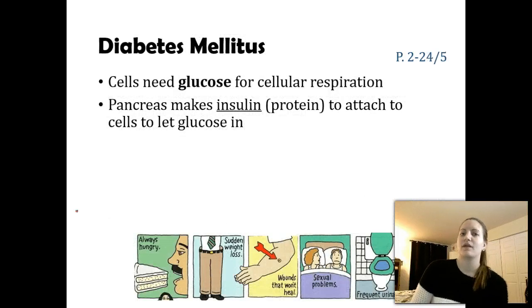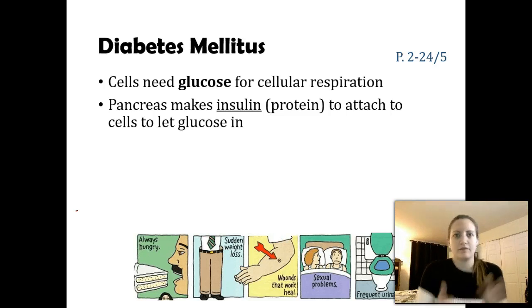The last thing that I want to touch on when talking about carbohydrates is how a disease can be focused on a carbohydrate. So I'm going to talk about diabetes mellitus. So just think of diabetes. Diabetes mellitus is the same thing as just diabetes, which is probably what you've heard it referred to. The official name is diabetes mellitus.